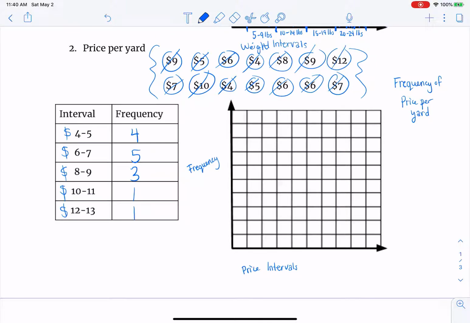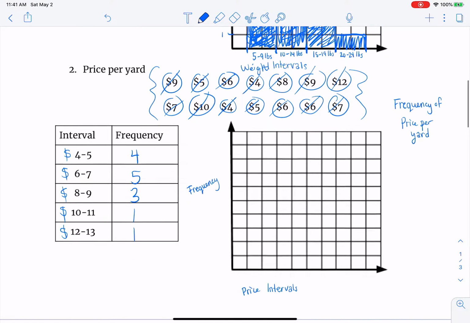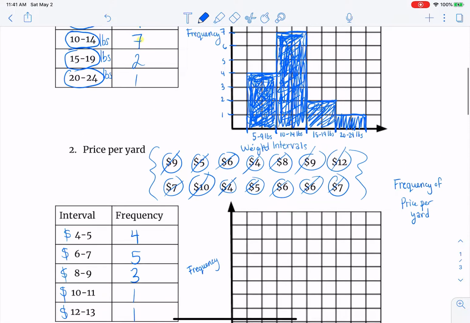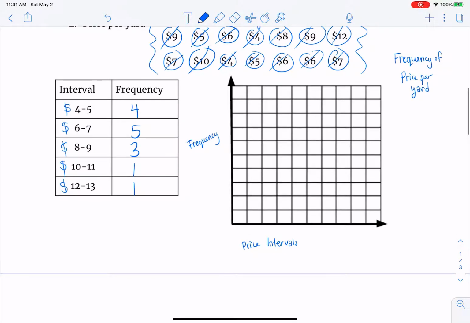All right. And so our price intervals, we can go ahead and set those up. And we have 5 intervals, so that's a little more than last time. So to make sure we have enough space, I'm going to start here with the first one. Interval 1, interval 2, interval 3, 4, 5.